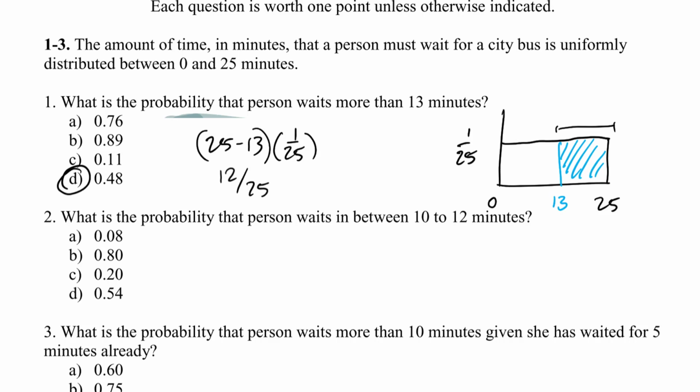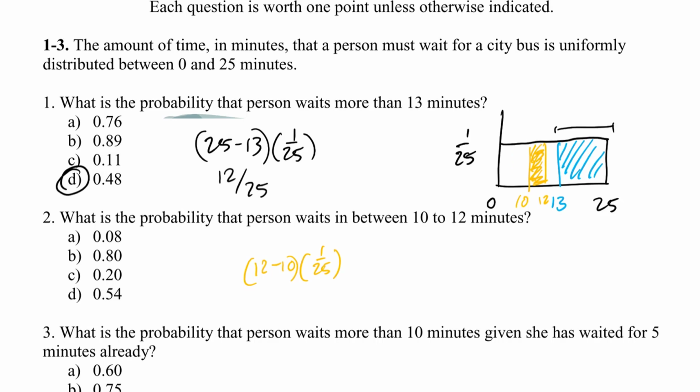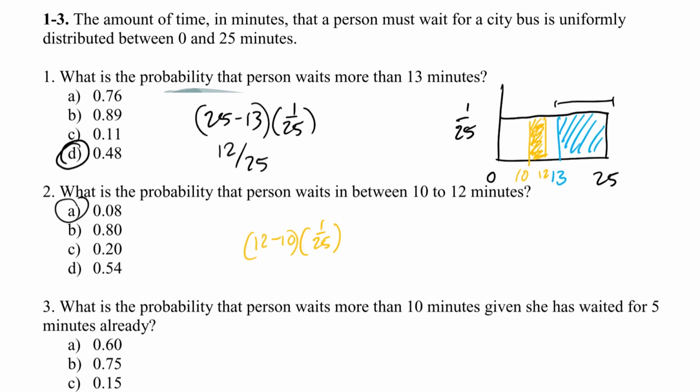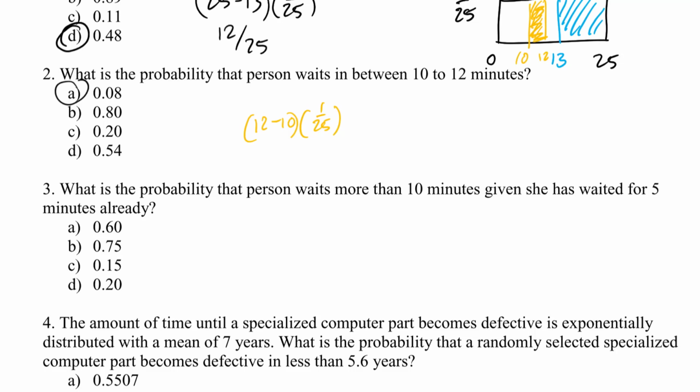All right, same deal. This time we're just going from 10 to 12. Okay, so that means that we have then a width of 12 minus 10, which is going to be 2 times 1/25. So we have 2/25, which is going to be 0.08. All right, now part 3 says, what's the probability a person waits more than 10 minutes given that she has already waited for 5 minutes already?